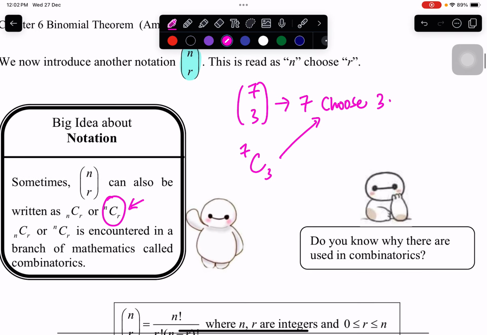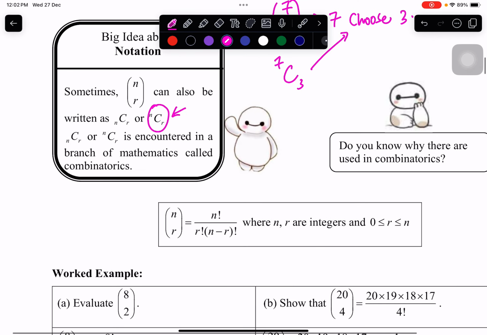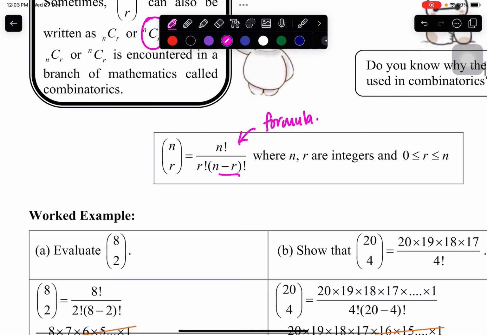One thing you need to note is that the number on top must always be bigger than or equal to the number below, and none of these numbers should be negative. All of these numbers should be positive. There is a definition for n choose r. N choose r is given by n factorial over r factorial multiplied by n minus r factorial. This is a formula, it is just the way it is, and we need to know how to apply it.